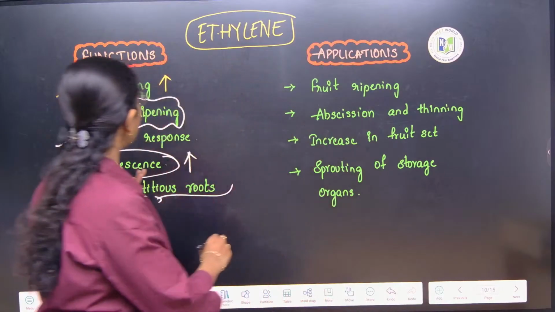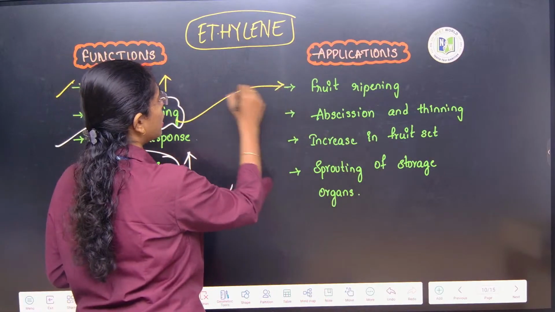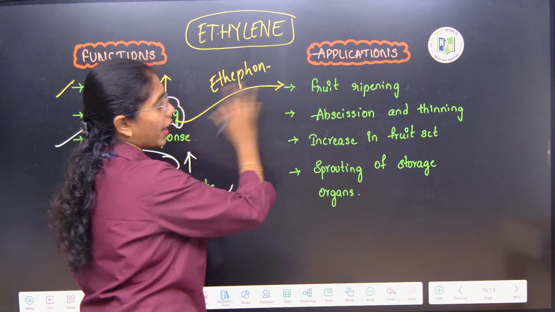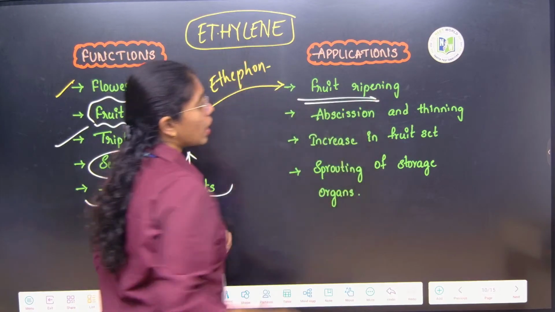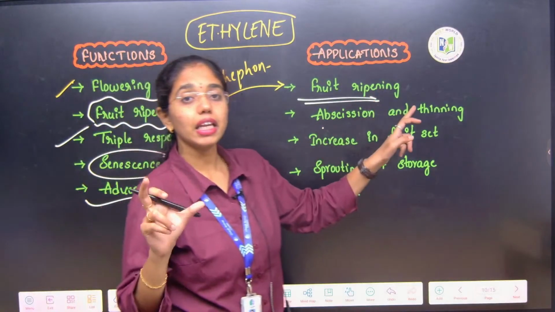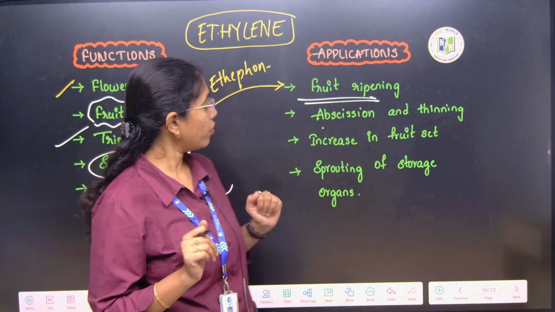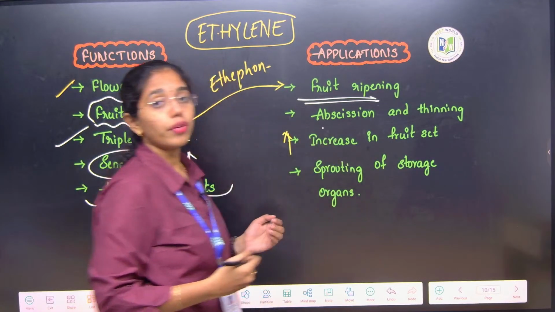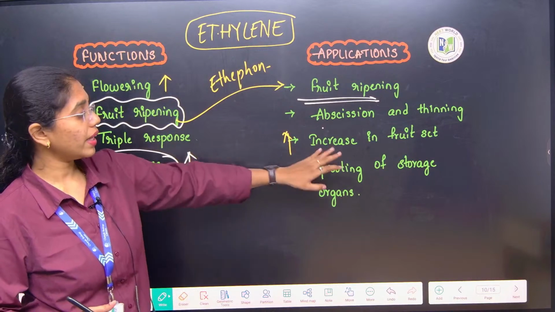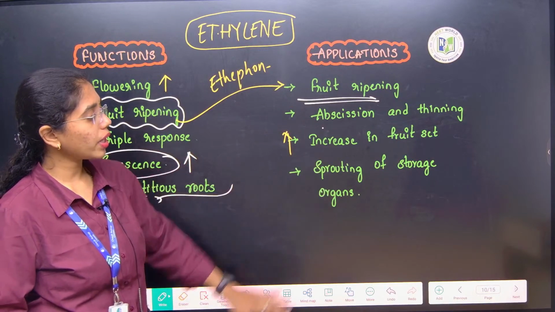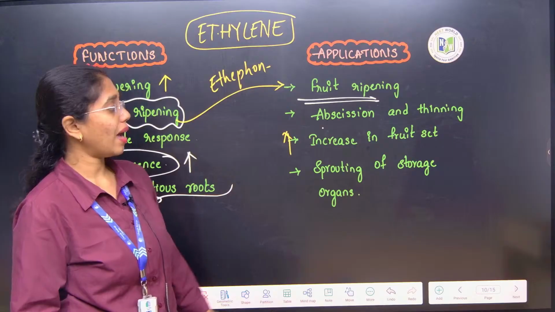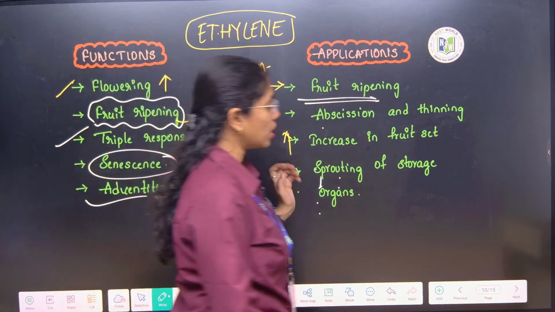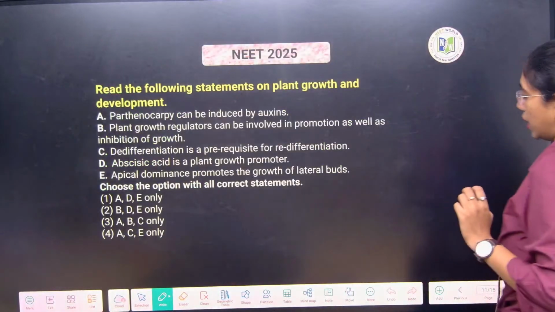And ethylene in the form of ethephon. Ethylene in the form of ethephon is applied for fruit ripening. This promotes abscission and thinning of the fruit wall at the time of ripening. This will increase the number of fruit set. Okay, it will increase fruit set, and sprouting of storage organs also happens. This happens when ethylene is applied to the plant organ. So, these are the functions and applications of ethylene.